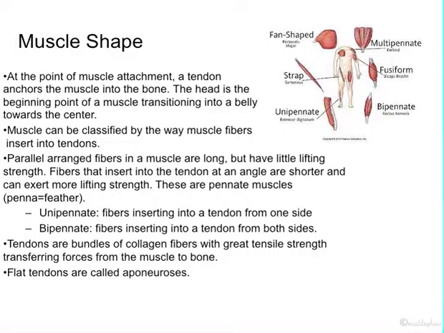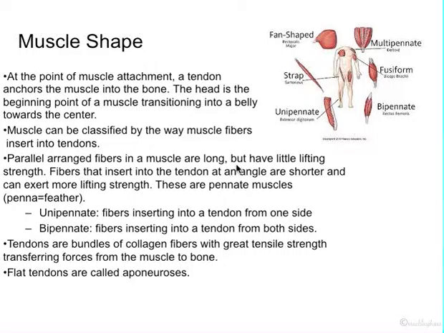At the point of muscle attachment, a tendon anchors the muscle into the bone. The head is the beginning point of a muscle transitioning into a belly towards the center. And we can classify muscles by the way that muscle fibers insert into a tendon. For example, we have parallel arranged fibers in a muscle that are long, going all the way from one side to the other side. Those are not that strong of fibers.